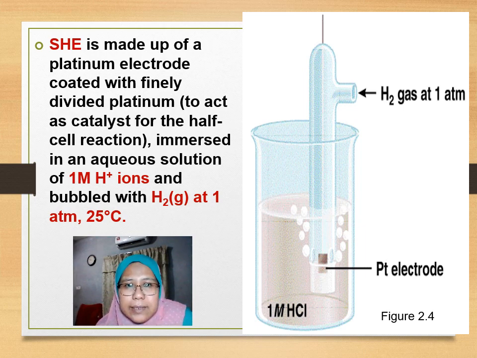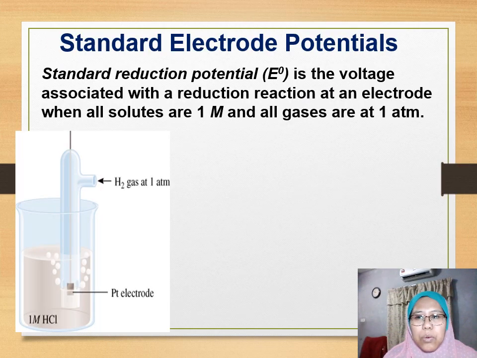It acts as catalyst also for the half cell reaction, and it will be immersed in an aqueous solution of 1 molar H+ ions. It can be an acid, and it will be bubbled with H2 gas at 1 atm, 25 degrees Celsius. So this is the description of the standard hydrogen electrode that we're going to use to find the standard reduction potential of other electrodes.